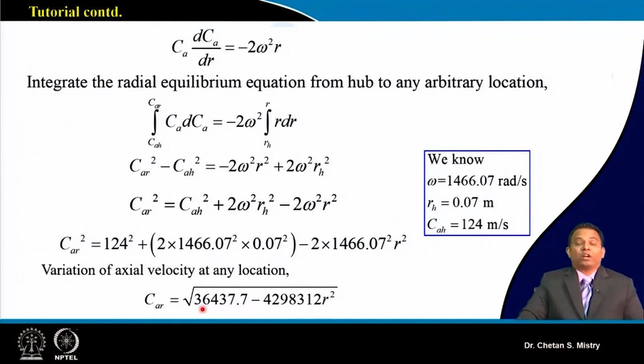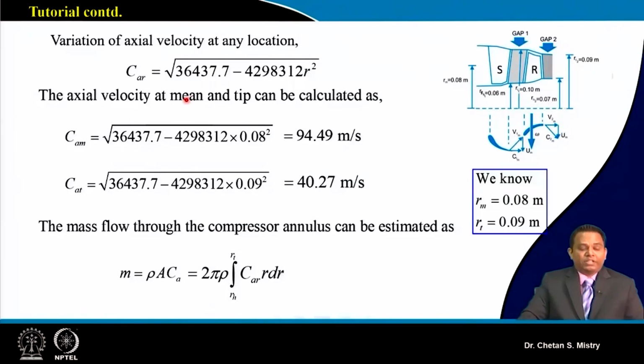So now you can understand what the use of our radial equilibrium equation is. Do not forget the formulation of the radial equilibrium equation and its application. Here, this is my variation of axial velocity that we are writing. Now we have different radii which are known to me.